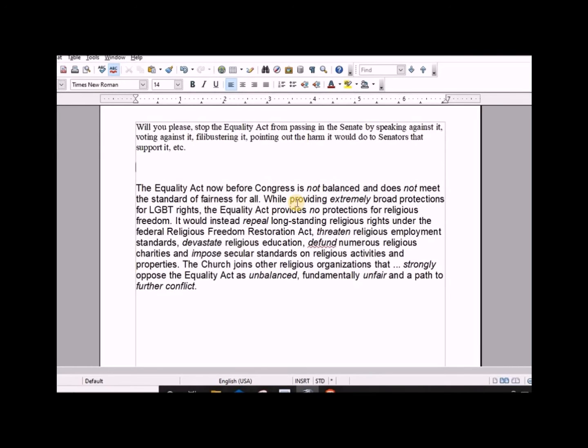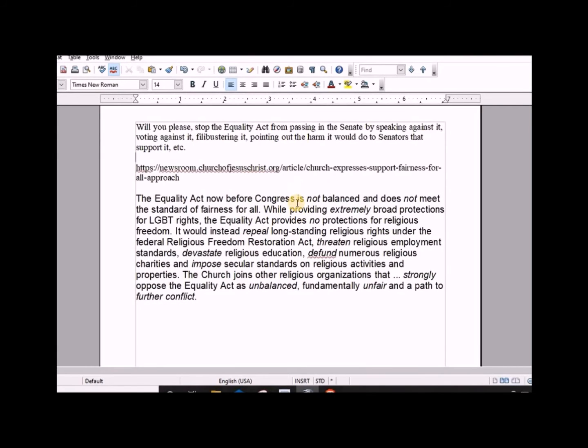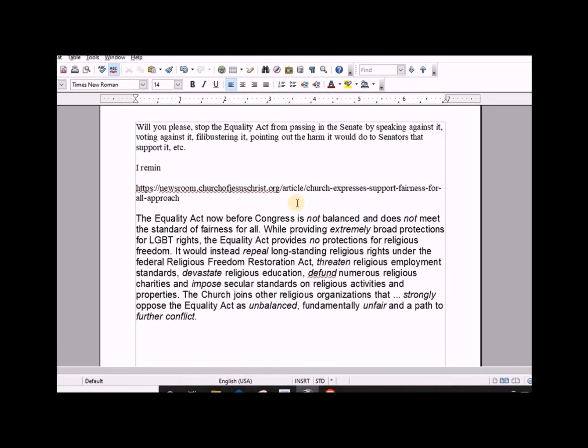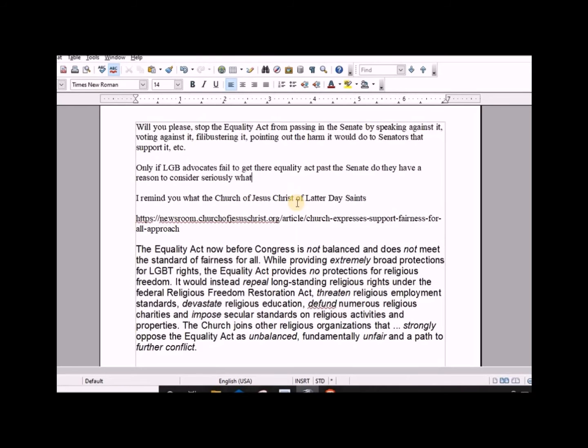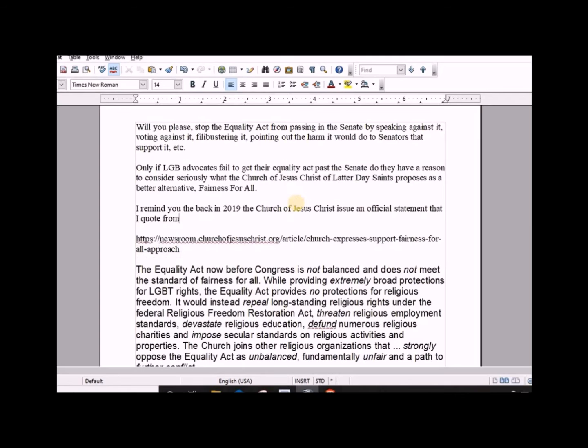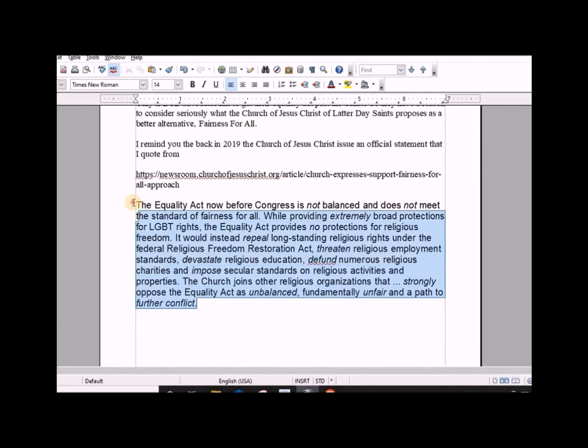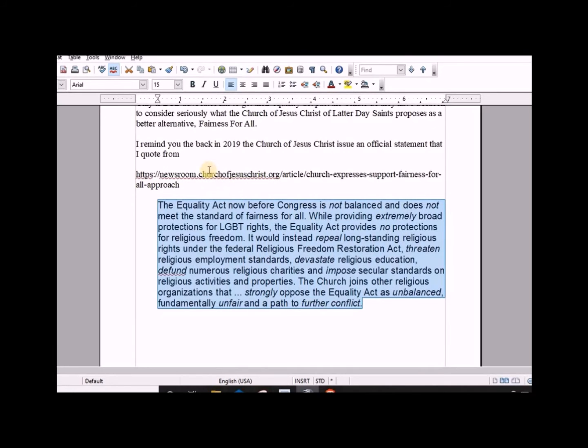So we are now back. I remind him, only if LGBT advocates fail to get their... newsroom, churchofjesuschrist.org. I could give this an indentation so it looks like a quote. So here's the citation, here's the quote.